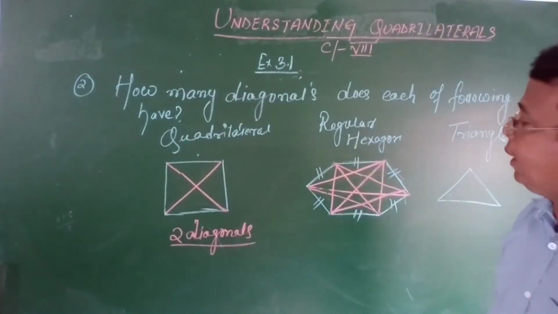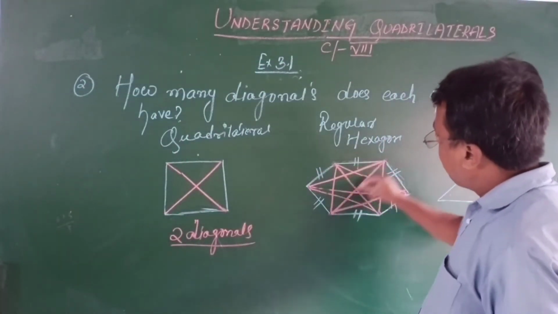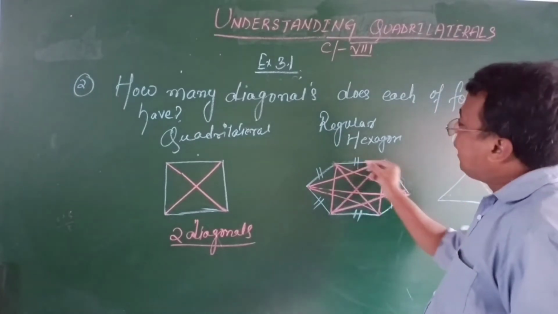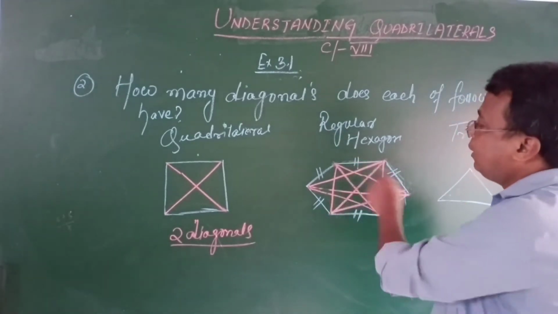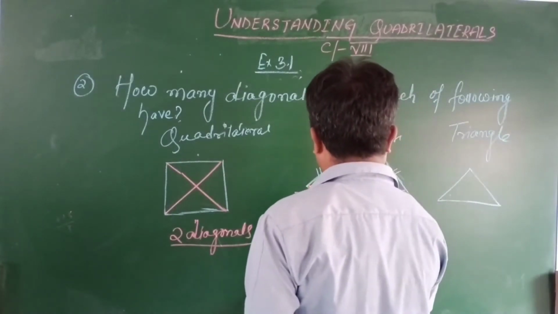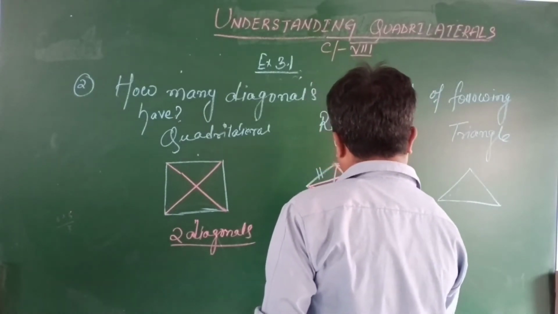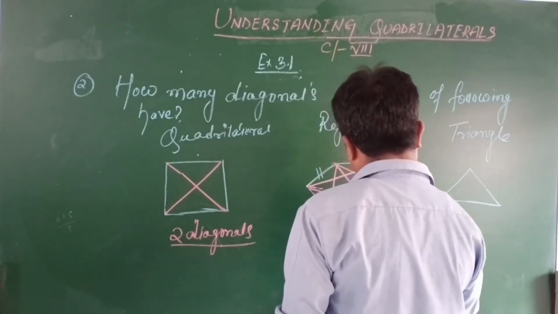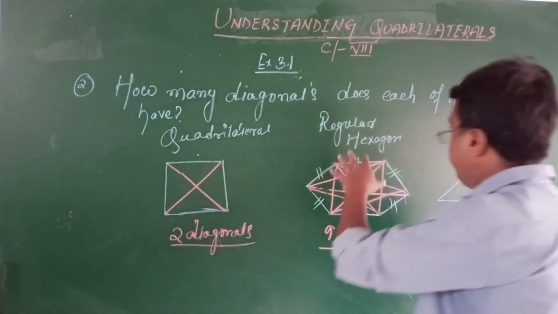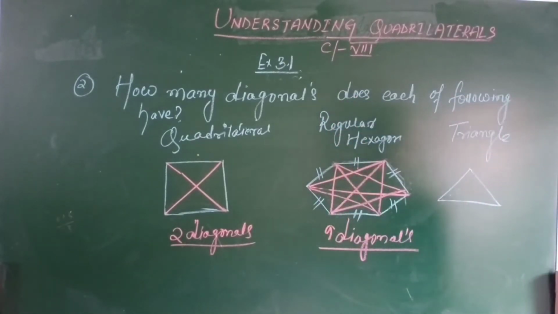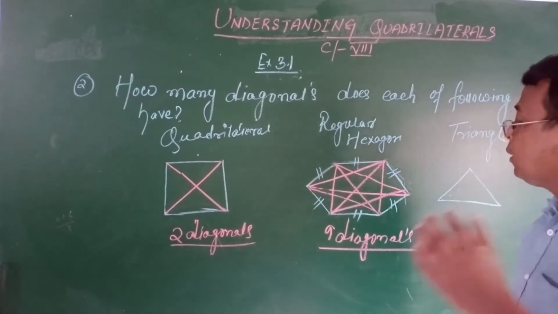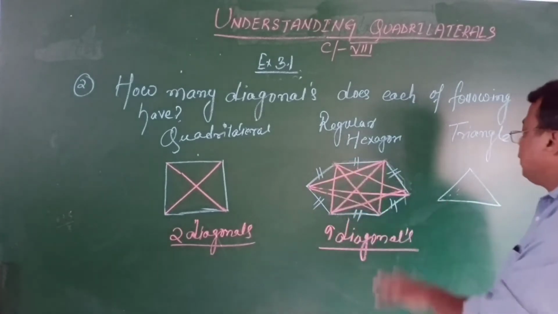Now come to this figure, the regular hexagon. How many diagonals can we draw? I have already drawn the diagonals here. Here a total of 9 diagonals are there. In a regular hexagon, you can draw 9 diagonals. You can try it.